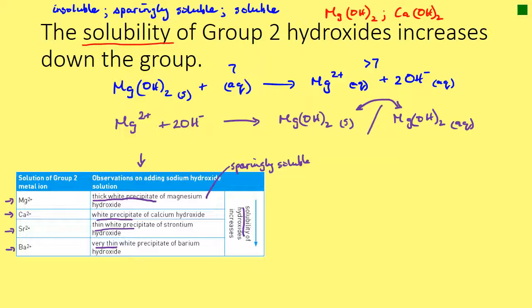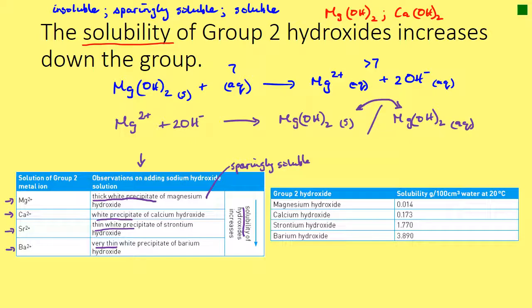And in quantitative terms, we can see the numbers here. So magnesium hydroxide has a low solubility of 0.014 grams per 100 cm cubed of water at a particular temperature. And that increases down the group as we observed visually with the previous experiment until you get to barium hydroxide, which is quite soluble. So sometimes calcium hydroxide is termed as soluble.